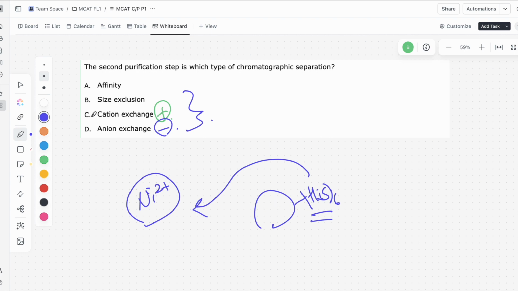So even though some people might choose cation exchange here, we know for a fact this is a size exclusion or anion exchange. It's not cation exchange because we're not relying on the fact that histidine is charged to bind onto nickel. It's the histidine itself, okay? Histidine itself just has a natural affinity for the nickel ion. Because histidine itself is not charged, we're not relying on histidine's charge. Rather, we're relying on histidine's natural affinity for nickel. That's what makes the answer A and not C in this case.